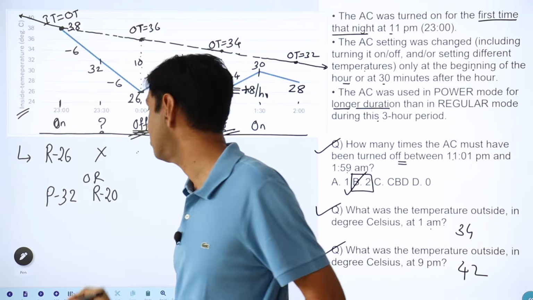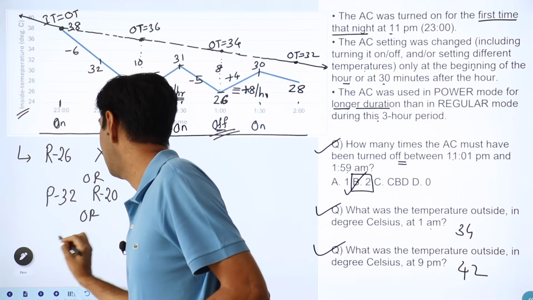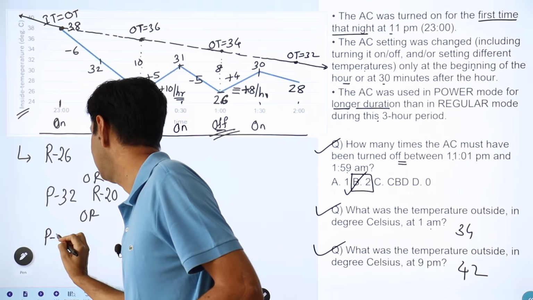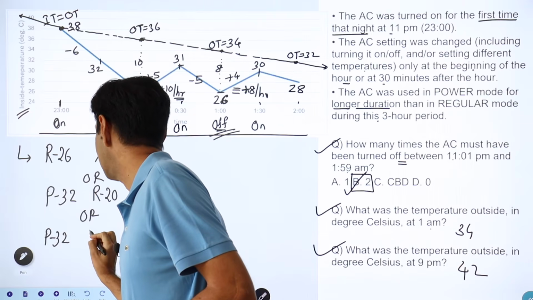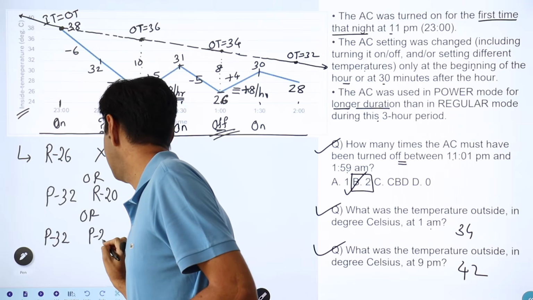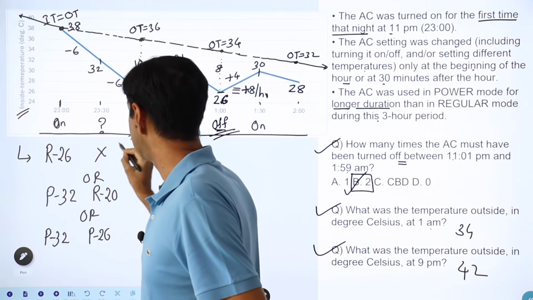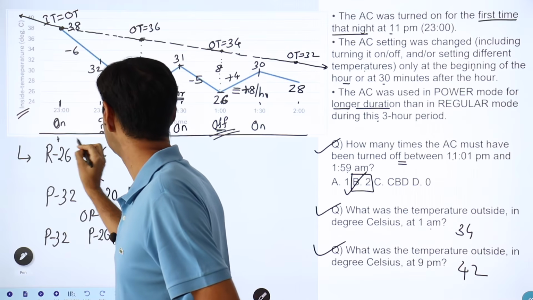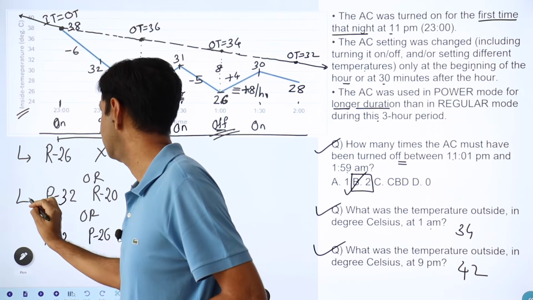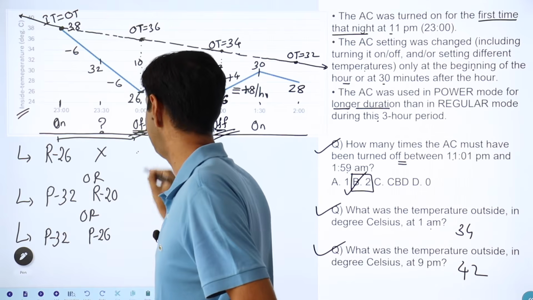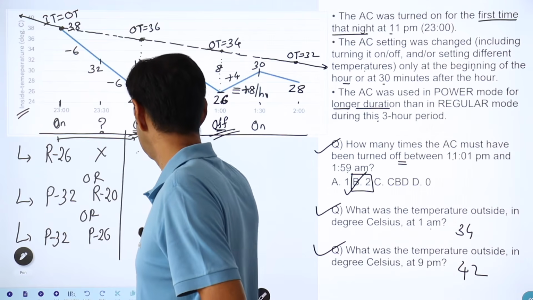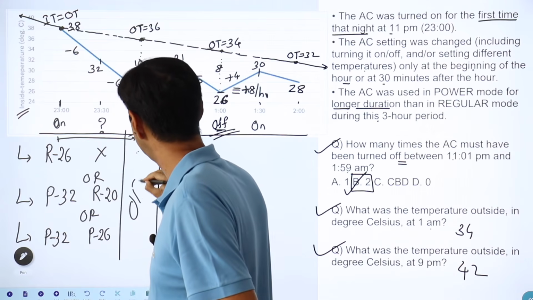This is also possible. Or I could have done the power setting of 32 at 11. And I could have done the power setting of 26 at 11:30. Any of this can happen. So this time span, these are the possibilities, cases. 3 cases can happen. Here so there is nothing. Here I have to put the switch off.